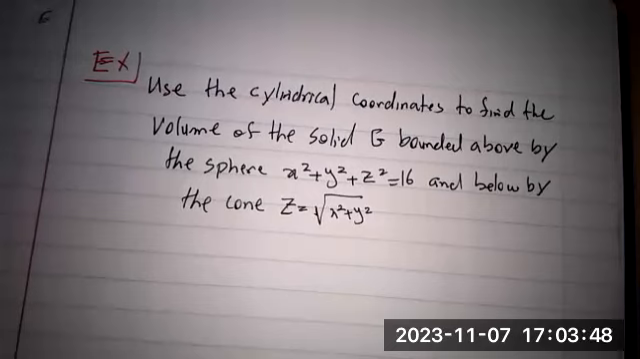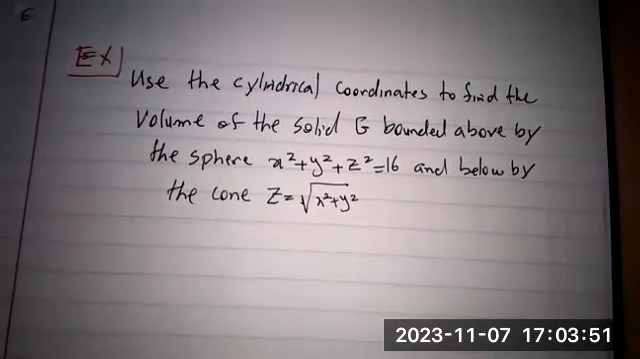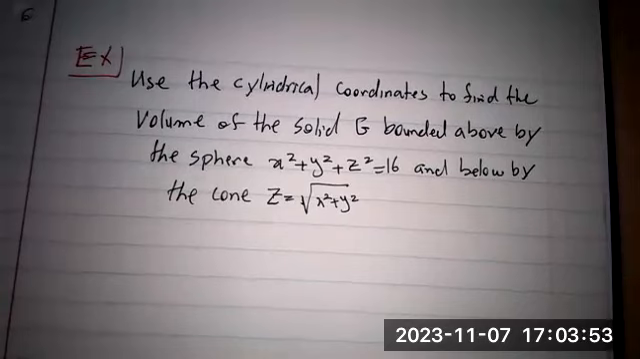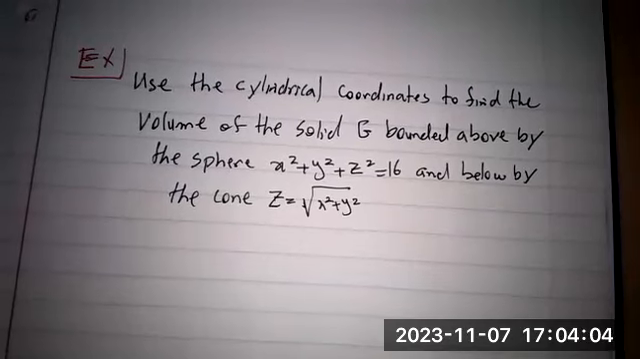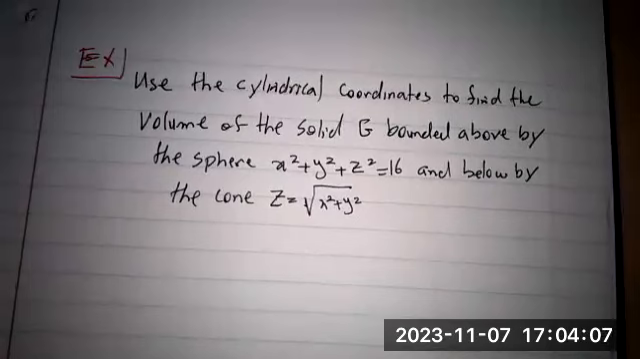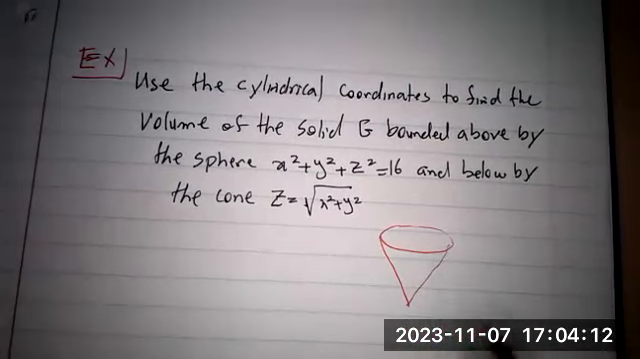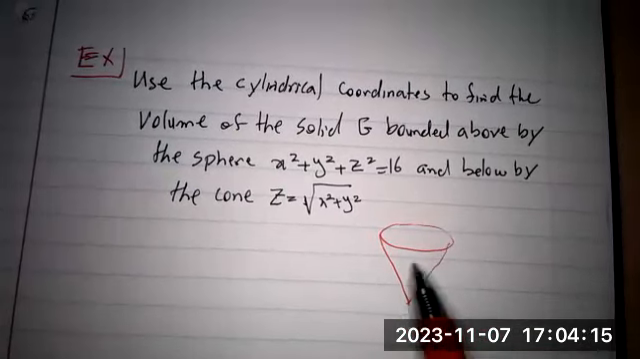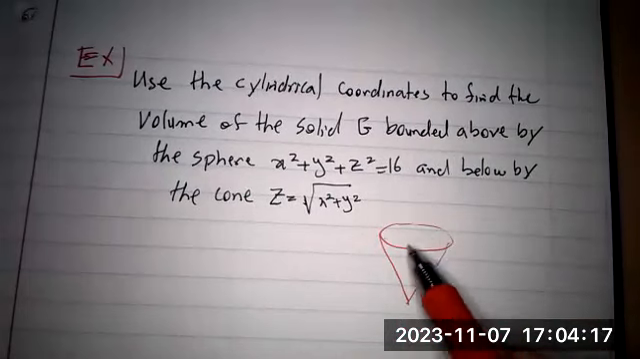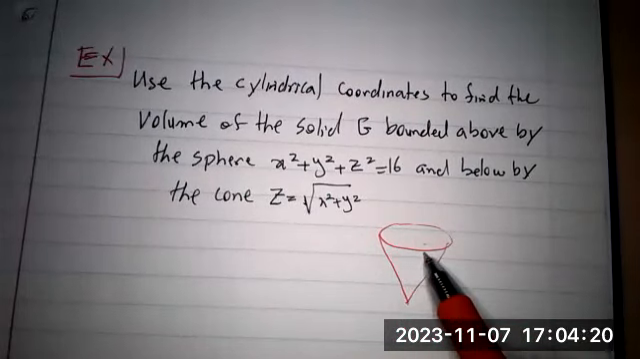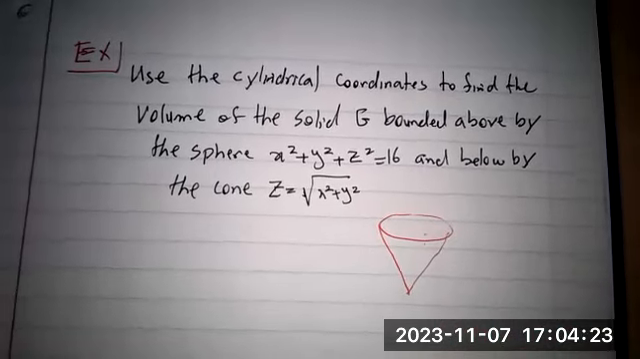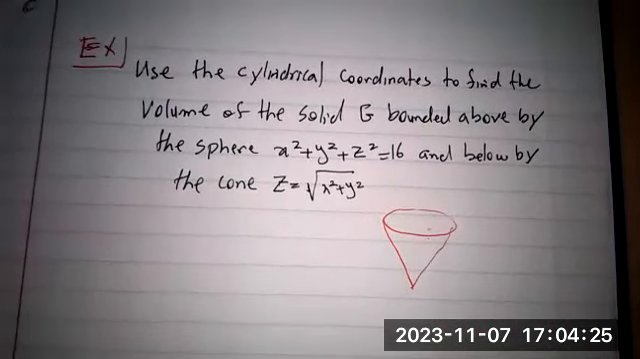Okay, so we are going to look at this problem. We want to use cylindrical coordinates to find the volume of the solid G, which is bounded above by a sphere and below by the cone. It's going to be kind of like an ice cream cone. This is the cone, and it is bounded above by the sphere. So it's going to be a solid in between, and you want to find the volume of that solid.